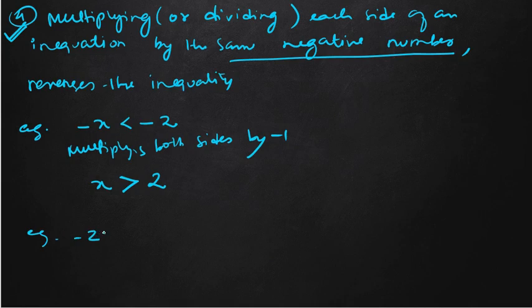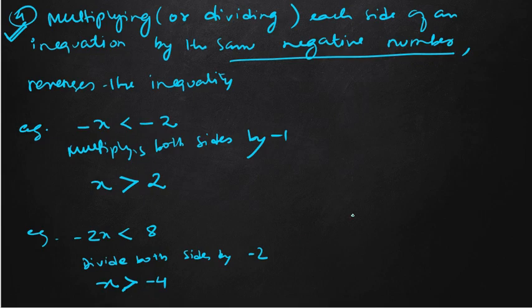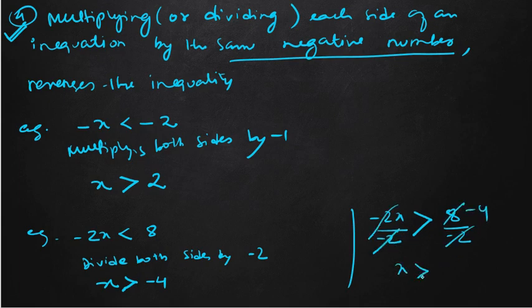Clear? If we take another example, suppose minus 2x is less than 8. If we divide both sides by minus 2, then minus 2x divided by minus 2 will be x, but this less than will become greater than. And 8 divided by minus 2 will be minus 4. So after dividing, the sign changes. So the 2 cancels out, and 8 by minus 2 is minus 4. So x is greater than minus 4.